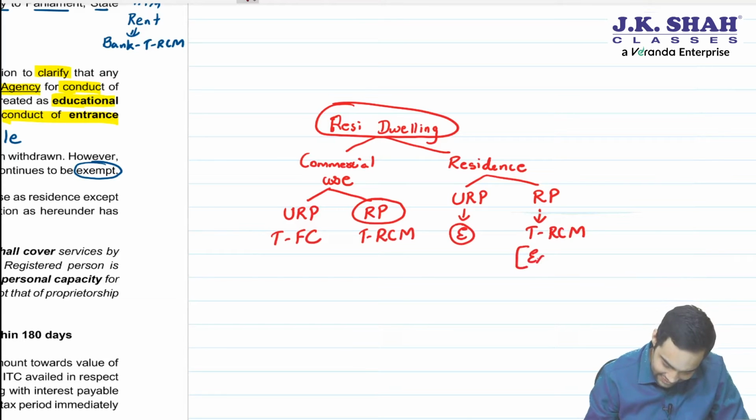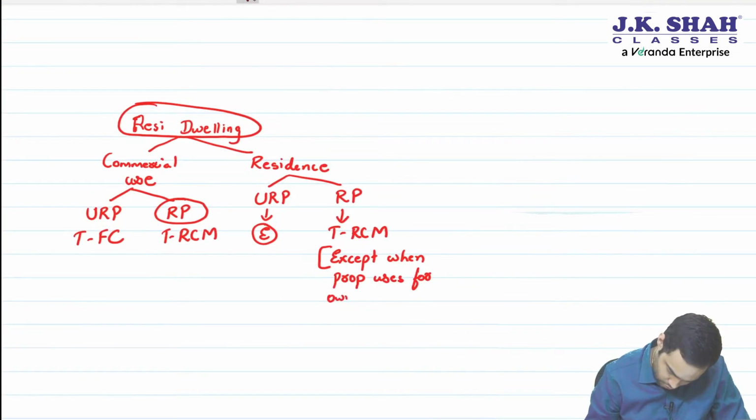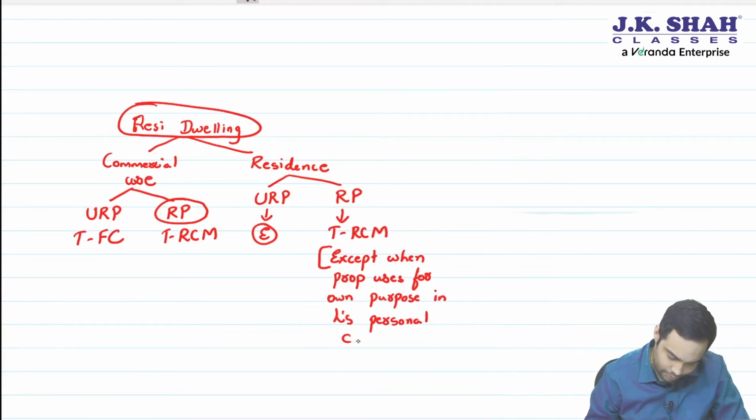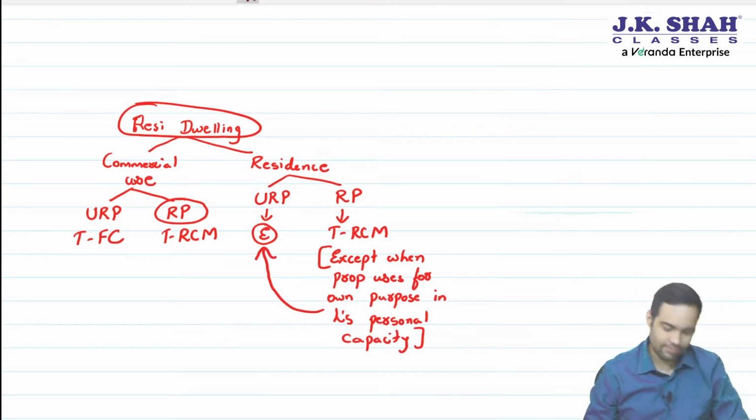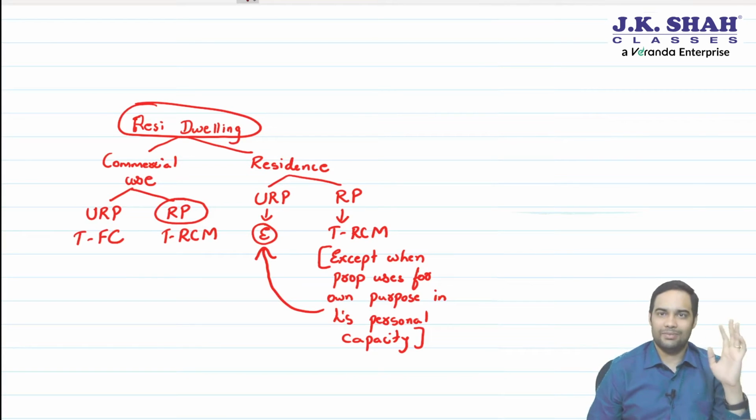Now government has said, except when proprietor uses for own purpose in his personal capacity. See, it should not be taken on rent in the proprietorship name. It should be taken in my personal capacity. Plus, I should use it for my own purpose, not for my employees. Then in that case, exemption will be available. That is the amendment. Proprietor taking a property for his residence in his personal capacity will enjoy an exemption.